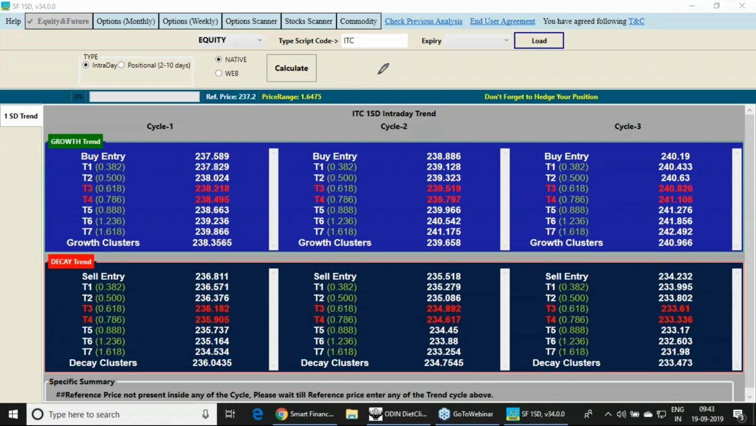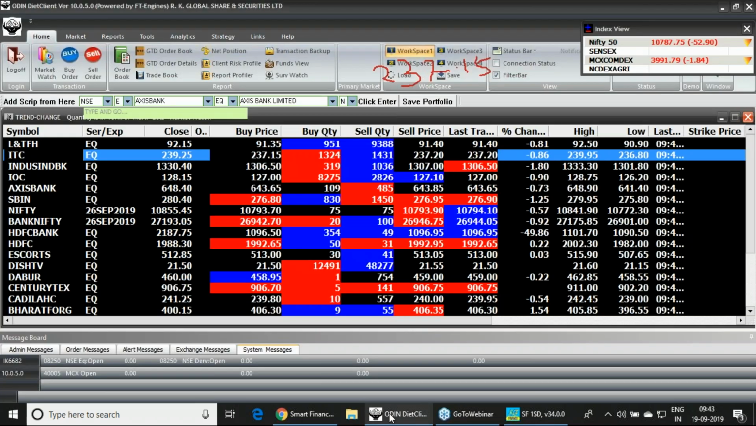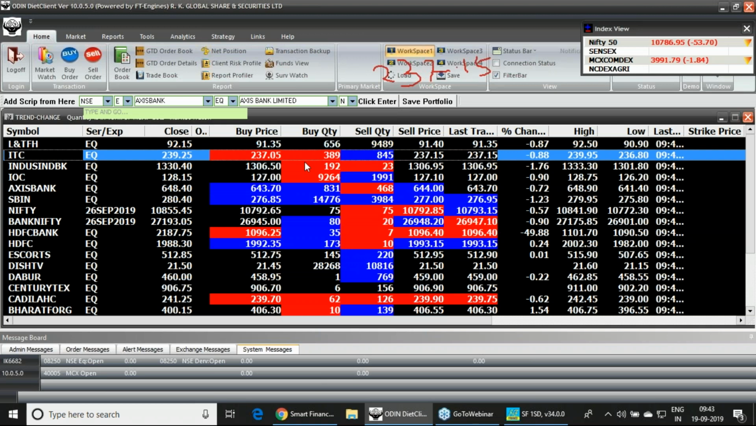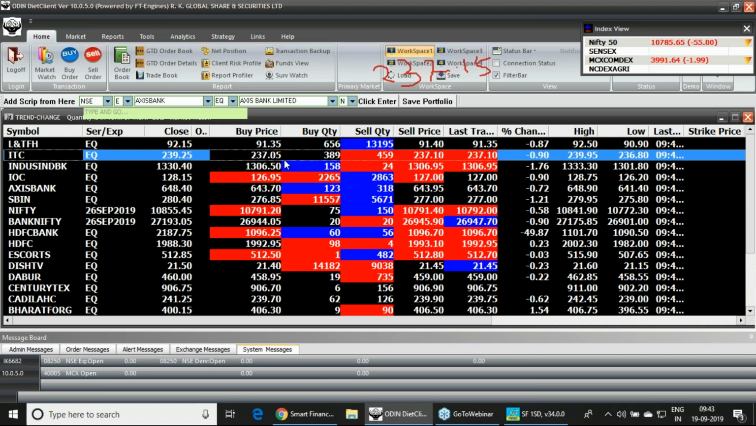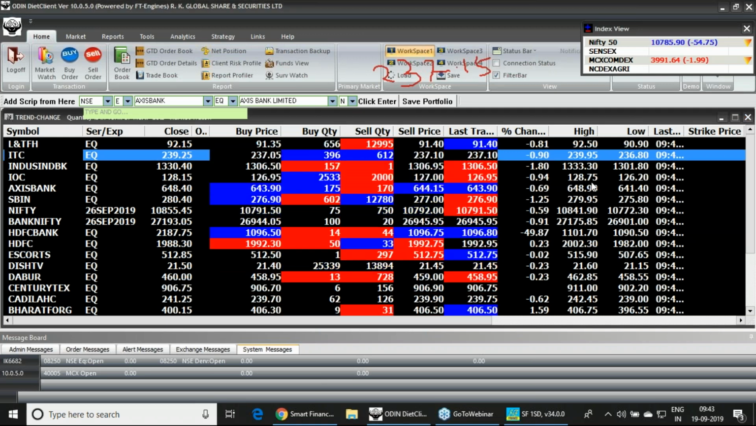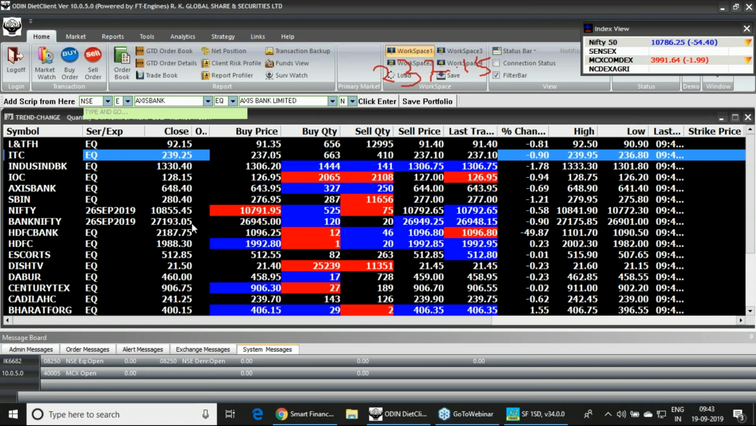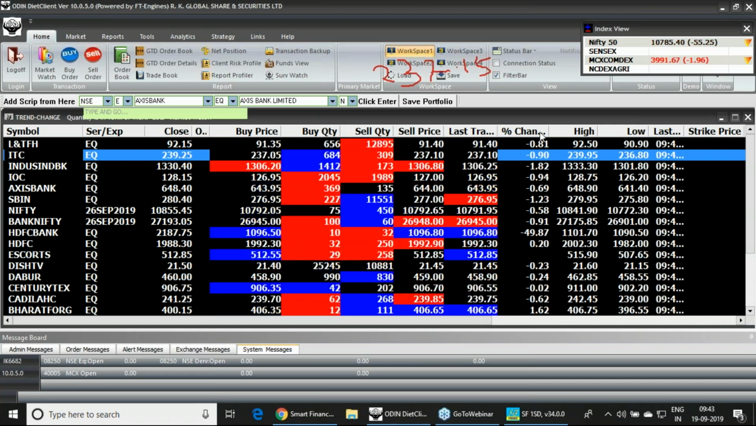Currently, ITC is at 237.15. So this is what we have. It is trading at 237.15 now. So there is no specific relationship here.